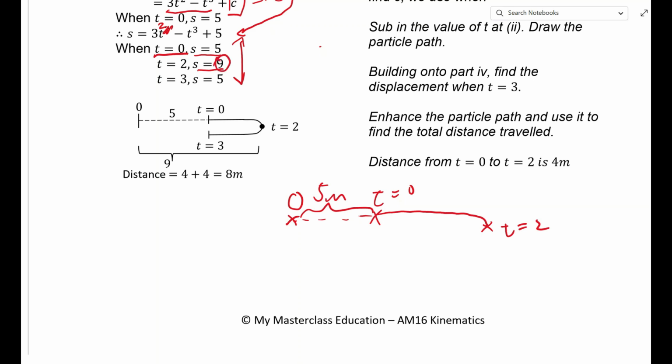Now this 9 is with respect to your fixed point O. So this 9 is not this highlighted part. The 9 is actually this entire highlighted part, because it must start from your fixed point O. So since this entire length is 9 meters, this length will be 9 minus 5 meters, so 4 meters.